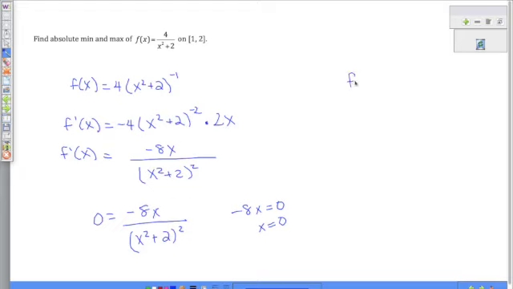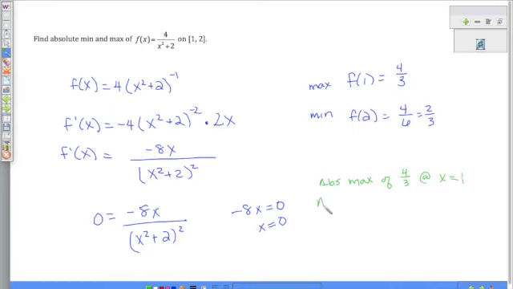Oh well, I still need to find f of 1 and f of 2. So one of them is going to be the max and one of them is going to be the min. It's that easy. So f of 1 looks like it's coming out to 4/3. And f of 2 is coming out to 2/3, 4/6, right, which is 2/3. So this would be my max, and this would be my min. So I'll say absolute max of 4/3 at x equals 1, and I have an absolute min of 2/3 at x equals 2.